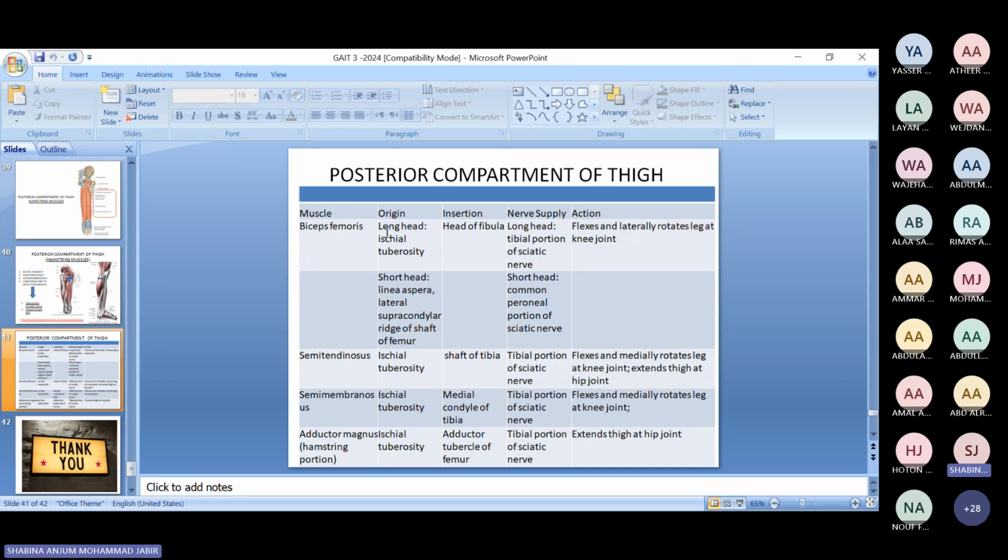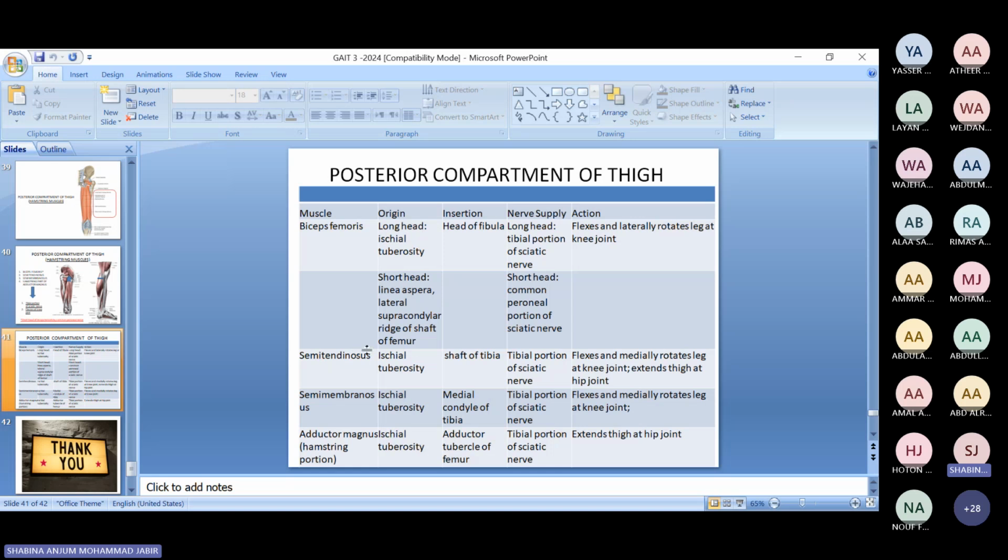What is the insertion of the biceps femoris? Both heads are inserted into the head of the fibula. By this insertion, you should know that the biceps is the lateral muscle. When you see the specimen, if you see a muscle which is lateral, you will say it is the biceps femoris. You can even see the two heads nicely in the specimen. Nerve supply: the long head is by the tibial part, the short head is by the common peroneal part. They are responsible for flexion, and as it is present laterally over the fibula, it will do lateral rotation as well.